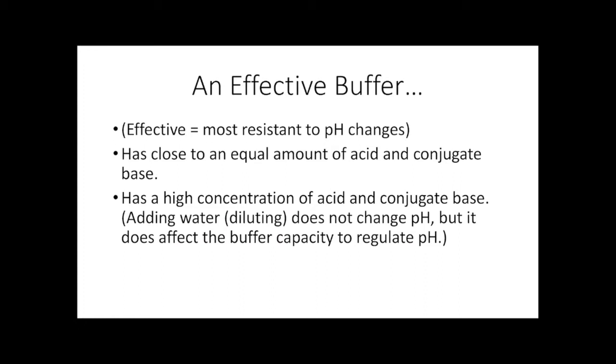All right. An effective buffer, and by effective I mean one that is resistant to pH changes. You want to have close to an equal amount of acid and conjugate base so that they will balance each other out. You also want a high concentration. A lot of the times people will ask you about diluting a buffer and what that does to the pH. If you dilute a buffer, all you're doing is decreasing the acid concentration and the base concentration, but you're diluting them both by the same factor.